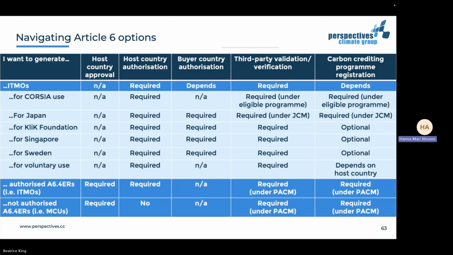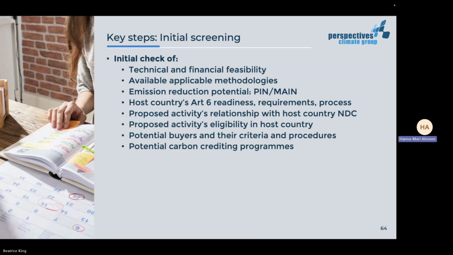And now to the next slide, please. So here are some tips for initial screening. Before you really launch this process, it would be very advisable to do an initial check on your technical and financial feasibility, which is just basic in project development. Then check for applicable approved methodologies, because that might influence your choice. Maybe methodologies aren't available in PACM, so that may influence your choice to go to something else that already has available methodologies, because developing a new methodology is another process and a costly one. Then a rough calculation of emission reduction potential using the methodologies.